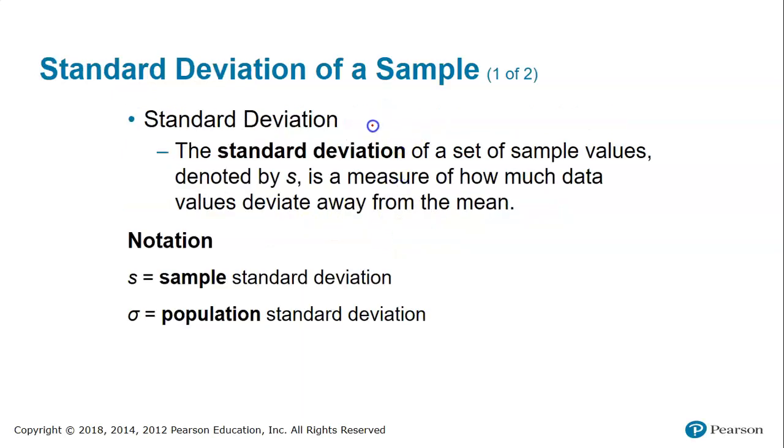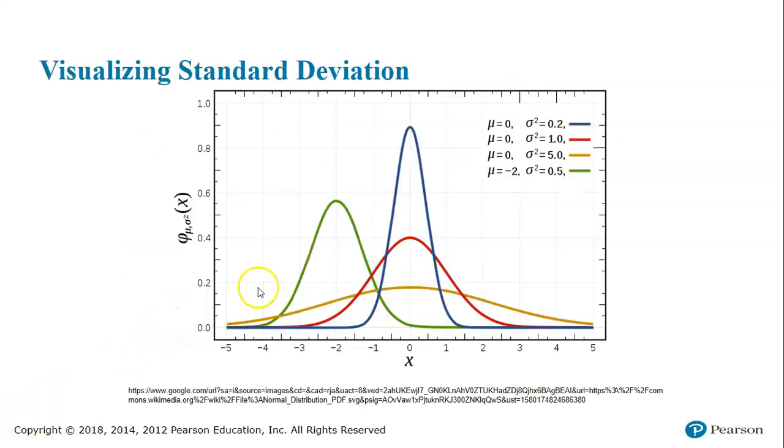Okay, moving on to standard deviation. So the standard deviation of a set of sample values is denoted by the letter S. Okay, so if it's coming from the sample, that's important. If it's coming from the sample, it's going to be using an S, and that's a measure of how much the data values deviate away from the mean. Or in other words, how far they are spread away from the mean. So as far as other notation, S we said was for the sample standard deviation, and sigma is for the population standard deviation.